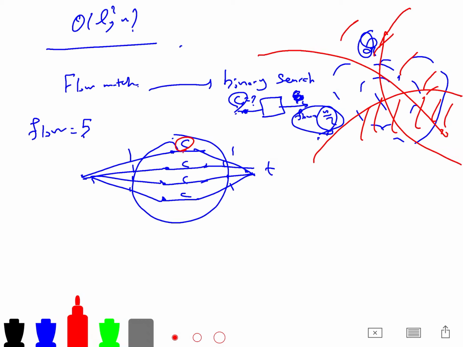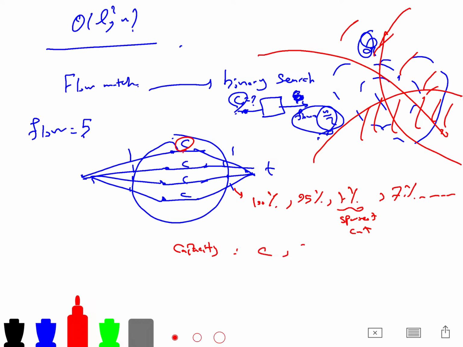And so we have a cut quality sequence. For example, sometimes like this the cut quality is 100%. Sometimes you have 95%, 10%. This is the sparsest cut. And sometimes 70%. So it's a sequence, like a Turing machine. So it's a sequence, and the capacity at each round is different. So capacity is also a sequence. C over 2, sometimes C over 3, sometimes 2C over 3. So it's a sequence as well.